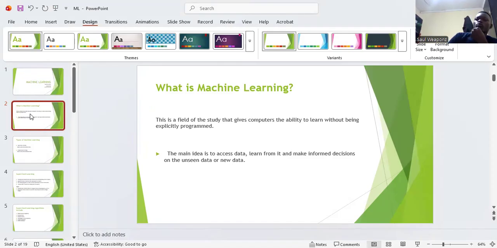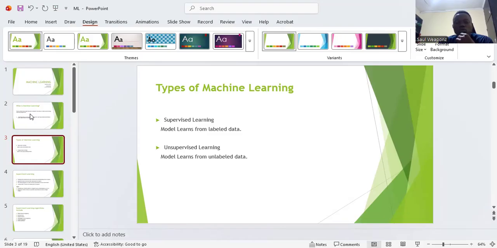Machine learning is a study that gives computers the ability to learn without being explicitly programmed. Long ago, programmers used to program computers on how to carry out various tasks. But in the current era, computers are made to learn from data, and with time they are able to make informed decisions. So the main idea is to access data, learn from that data, and make informed decisions on unseen data or data sets.